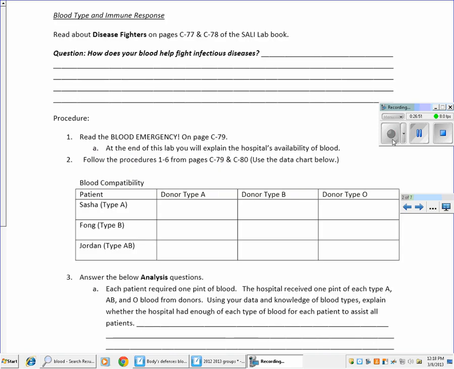Now your paper tells you to follow procedures 1 through 6 from pages C79 and C80 and use the chart below. The book will tell you to create your own data chart. Well, the data chart is already on your paper, so you do not need to recreate one. Use this data chart. I'm going to go through the procedure in the video so that you can watch exactly what is being done, and you will record your data and answer your analysis questions, and this will need to be turned in.